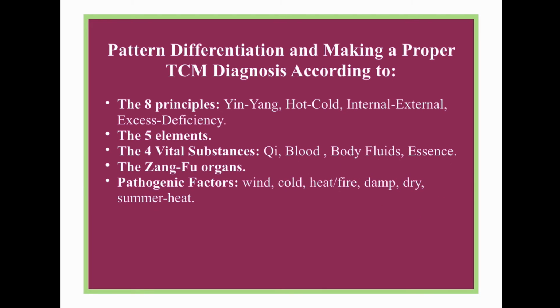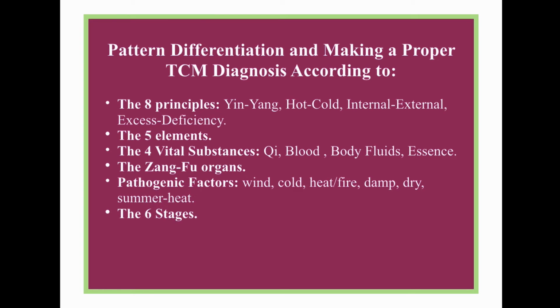We can also use the pathogenic factors, and those are wind, cold, heat, fire, damp, dry, and summer heat. So the 6 pathogenic factors, or the pathogens that invade the body from external to internal, are something that we can diagnose the patient with. So for example, when a patient has a sunburn, for us, that's external pathogen invasion of heat or fire, depending on the degree of the sunburn on the skin.